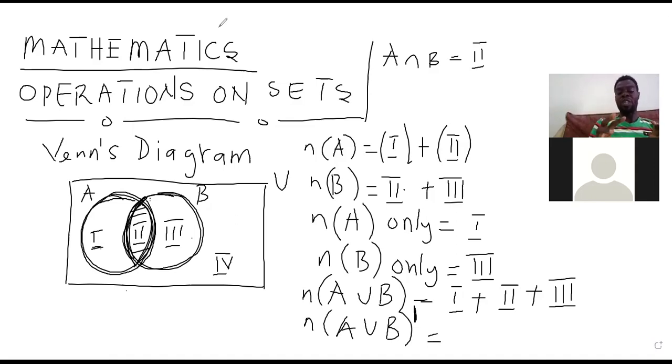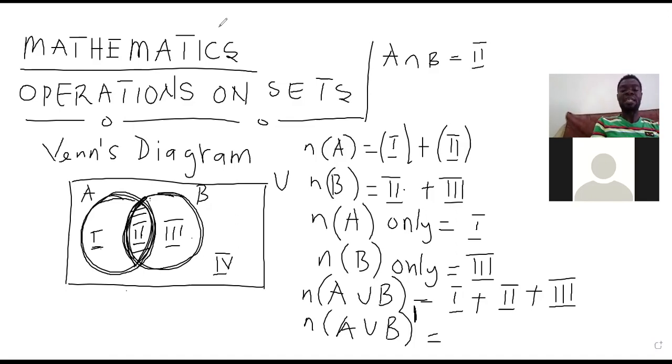Now, when we talk of the complement of a set, okay, let's pick the whole rectangle. The whole rectangle is representing the universal set, where the circles are the subsets. So A and B are subsets of the universal set U. Okay, A and B are within the rectangle.